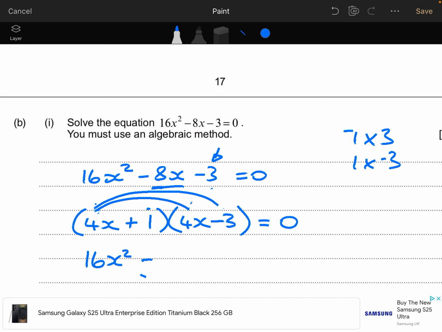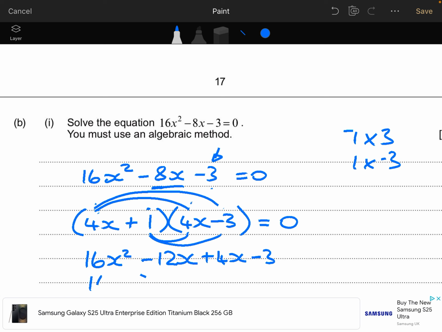4x times -3 will give me -12x. And then 1 times 4x is a plus 4x. And 1 times -3 is a -3, equals 0. Probably don't even need this equals 0 at this point. We're just checking, aren't we?